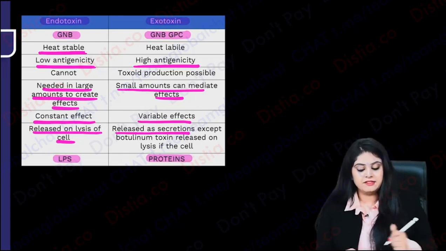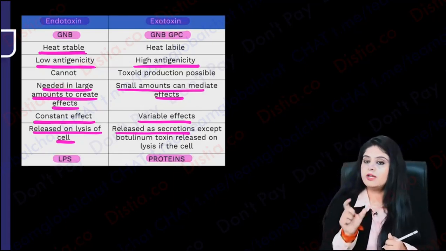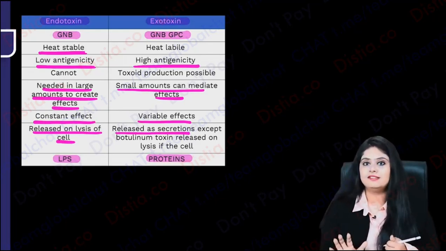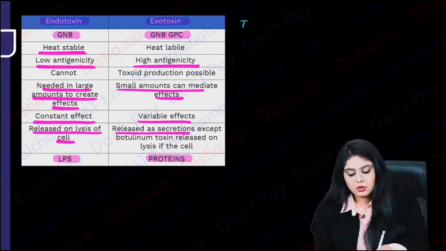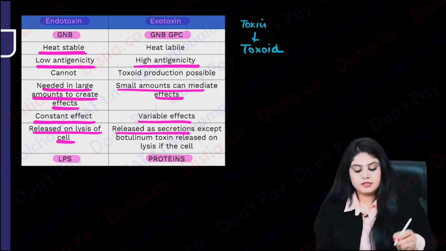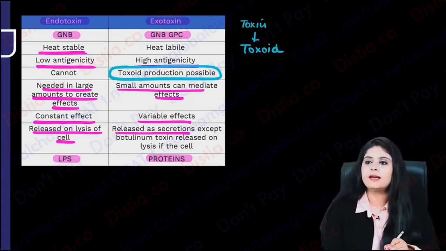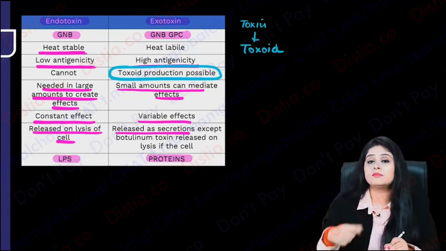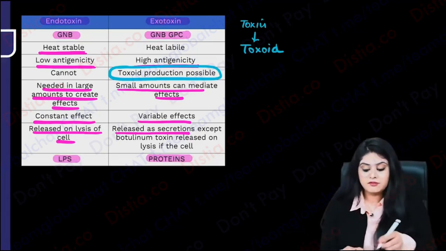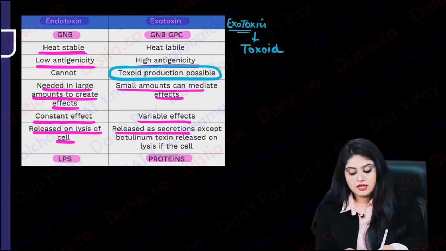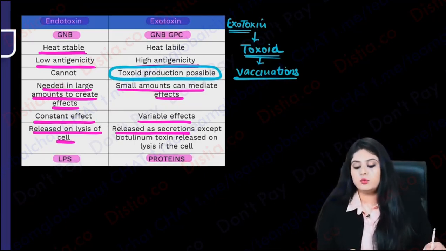Once I've studied this, your main point is that whatever toxin you have, you should be able to make a vaccine out of it, right? Whenever I take a toxin and want to make a vaccine out of it, I have to convert it into a toxoid. Which one do I make a toxoid from? I make it from an exotoxin. So whenever you hear that a toxin has made a vaccine, that has been made from the exotoxin, because you can convert it into a toxoid and use it for your different vaccinations. Now comes the story of exceptions.